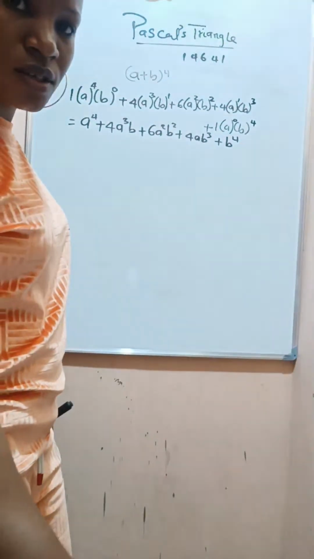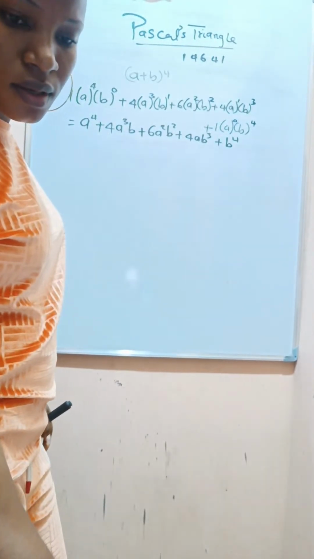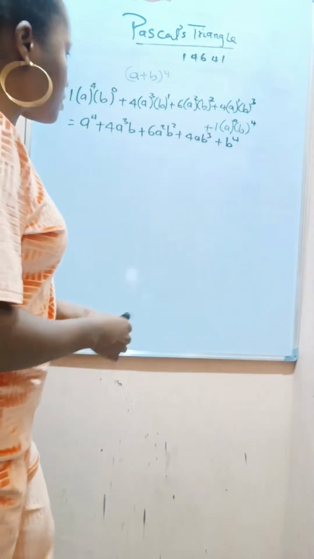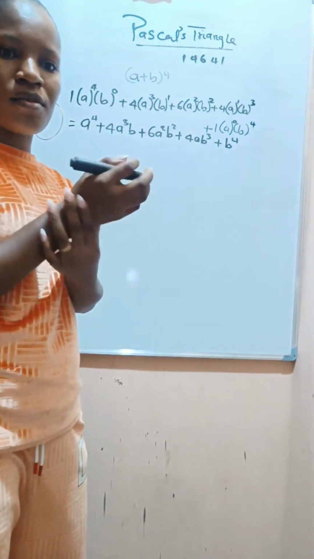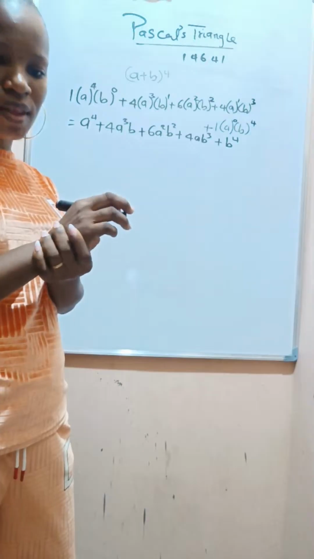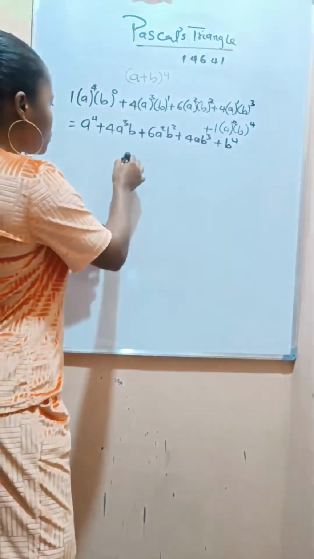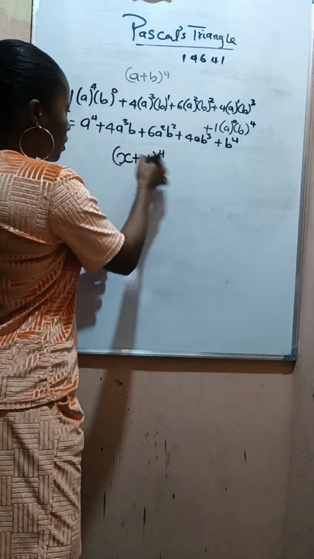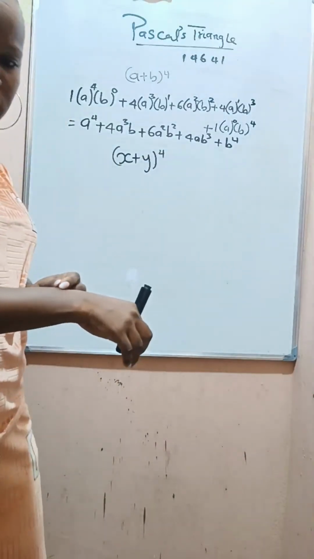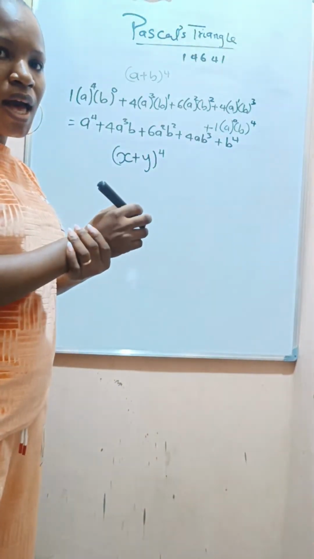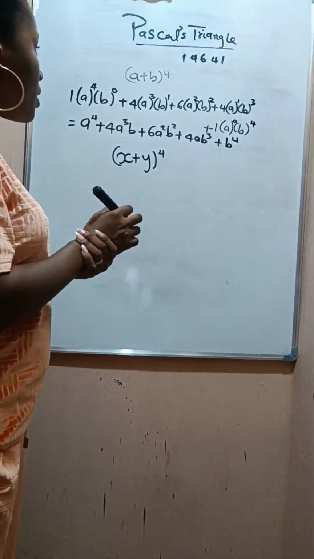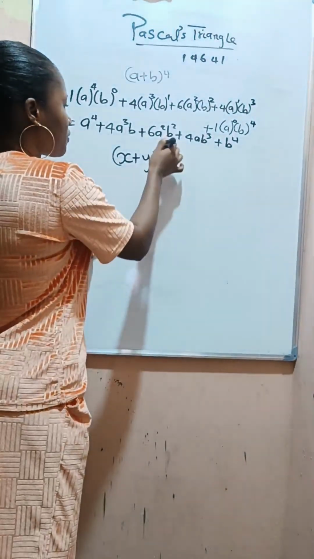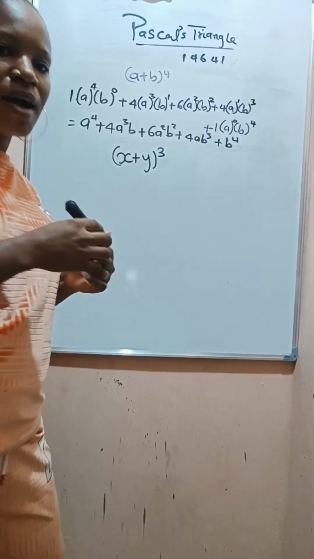Maybe I should just ask you to do something. Are you ready? Who is ready? So if you've been here for a while and you actually understood what I did, can you do this for me? Can you expand x plus y using the Pascal's triangle? Let me say raised to the power of 3 so that you can do that faster. x plus y to the power of 3.